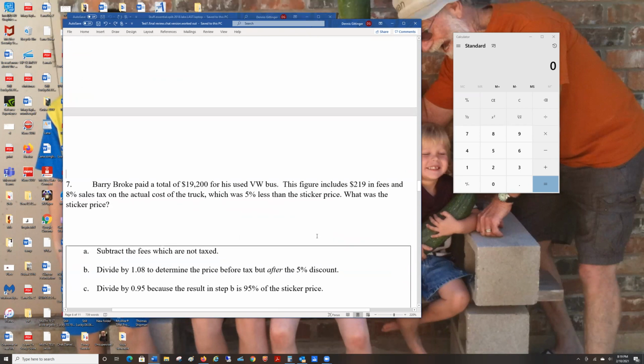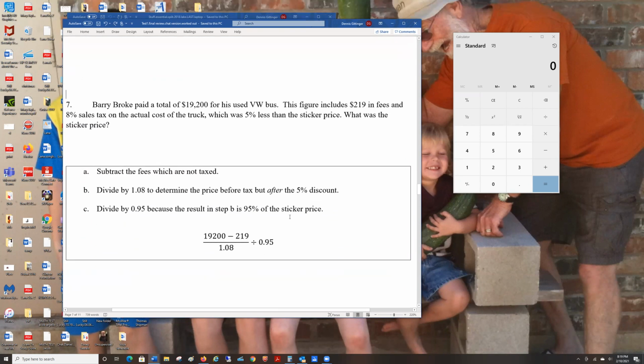All right, number 7. We've seen this a few times. Three things to do. Subtract the fees because they're not taxed. Divide by 1.08 to determine the price before tax, but after the discount. And then divide that answer by 0.95 because the result in step B is 95% of the sticker price, because 5% off is 95% on.